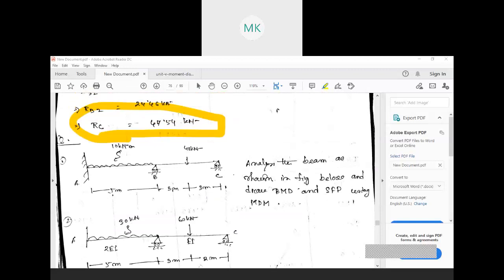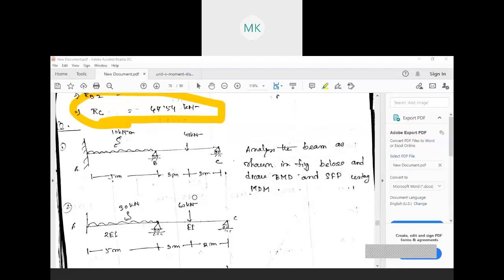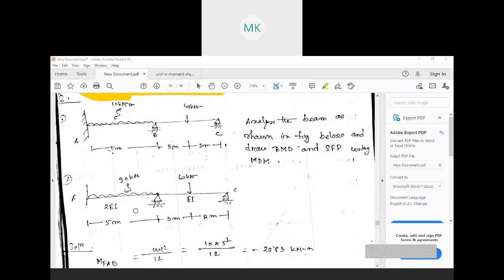So let's go through one different type of numerical. Different means it's almost similar to the previous one, but there is a simple difference here. As you can see in this numerical, the point load is given exactly at the center of this BC span. This span BC, it is exactly at the center. So for this, we need to use a different approach.